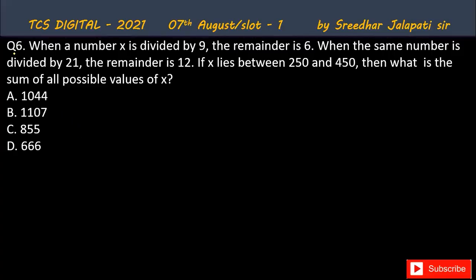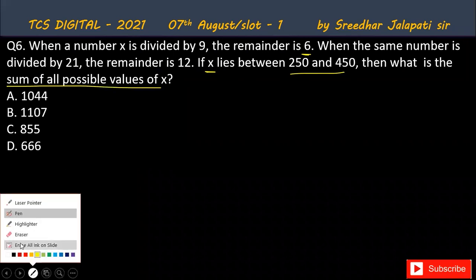Here is the solution for question number 6. When a number x is divided by 9, the remainder is 9. When the same number is divided by 21, the remainder is 12. If the number x lies between 250 and 450, then what is the sum of all possible values of x?